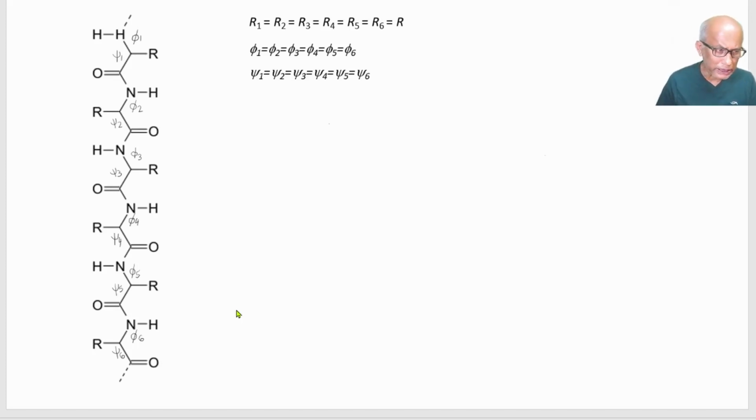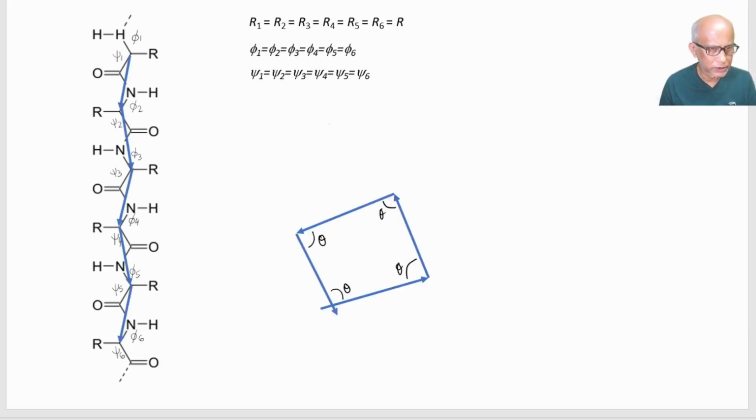To understand that, let's look at it this way. Here I have my polypeptide, and what I do is draw a little vector from the C alpha carbon atom of the first amino acid to the second amino acid, and then another vector from the second amino acid to the third, then another from the third to the fourth, and so on. Right? Now imagine that in three-dimensional space, the first vector is going along this way. The second vector, of course, makes an angle with the first vector, and let's say that angle is theta.